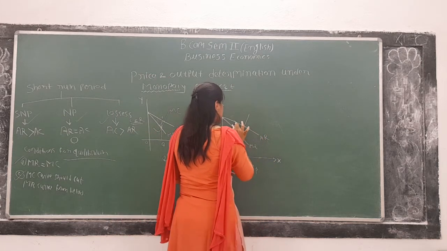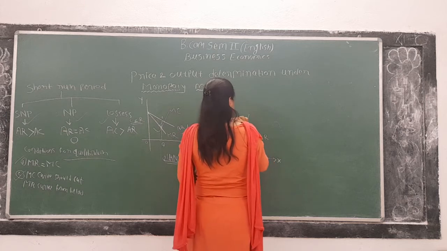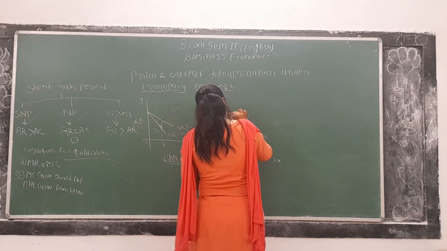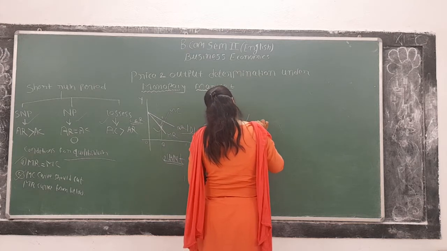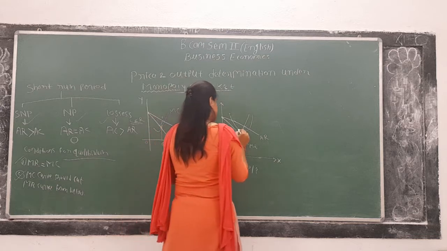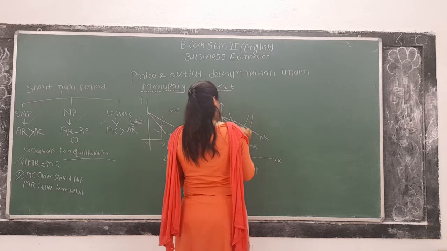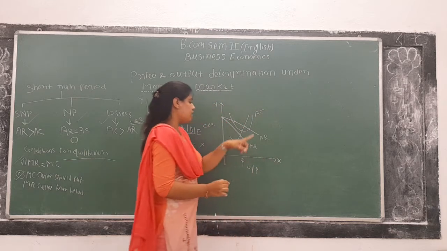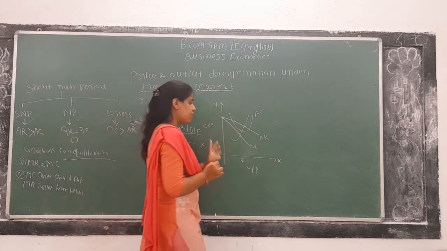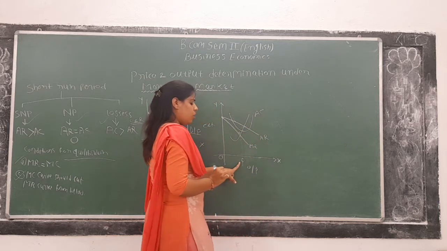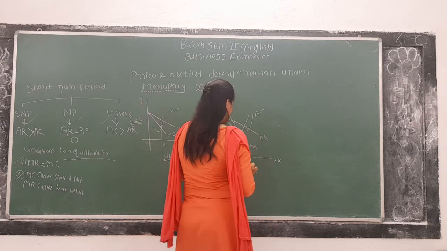The first condition is supernormal profit. This is the average cost curve, so it will be somewhere here, at the minimum point of the MR curve. Now we have the average revenue curve, the average cost curve, and the equilibrium point. So this OQ is the optimum quantity, the equilibrium quantity.